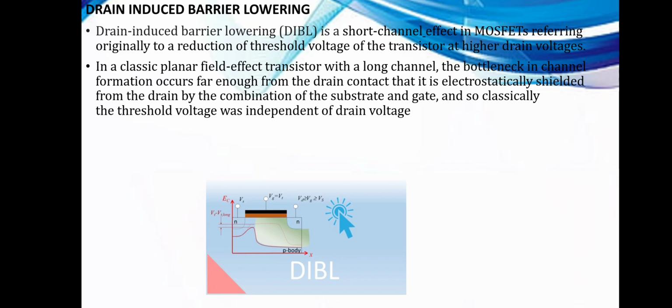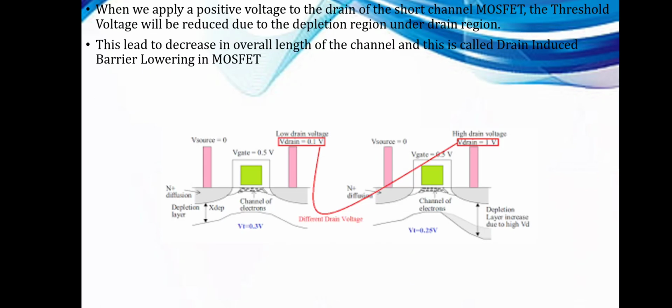First of all, drain induced barrier lowering is also called DIBL. It is a short channel effect in MOSFET, referring to the reduction of the threshold voltage of the transistor at a high drain voltage. In planar devices, there is a long bottleneck in the channel. The drain contact is electrostatically shielded from the drain junction and substrate. In this we have to mention the DIBL of short channel MOSFET. When a positive voltage is applied to the drain of a short channel MOSFET, the threshold voltage is reduced due to the depletion region in the drain region. This leads to a decrease in the overall channel barrier, which is called drain induced barrier lowering.